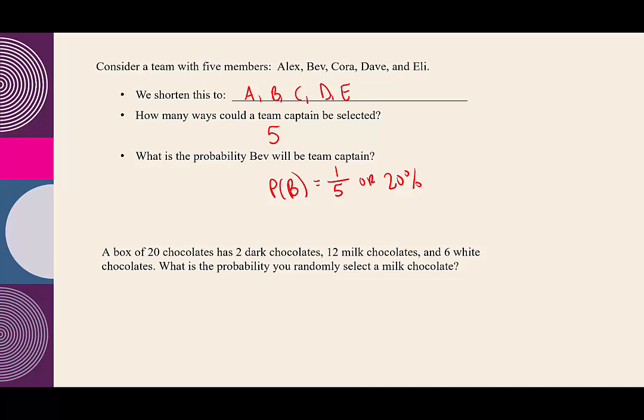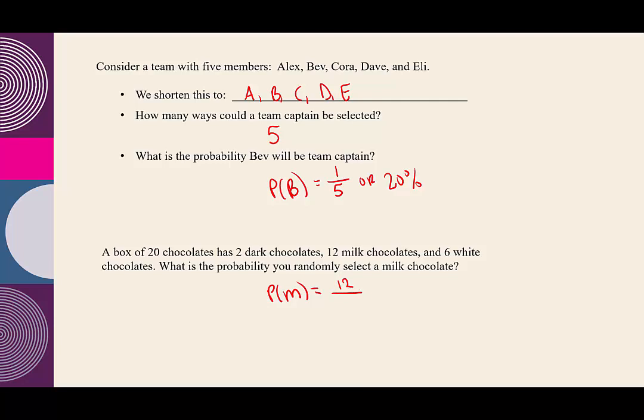And one more example. A box of 20 chocolates has 2 dark chocolates, 12 milk chocolates, and 6 white chocolates. What is the probability that you randomly select a milk chocolate? So let's say you have your eyes closed, right? Because the colors would probably be different. You're closing your eyes, you're like, I want that one. Well, we're going to call this P of M for milk chocolate. And how many favorable outcomes are there? 12, because there are 12 milk chocolates in this box.